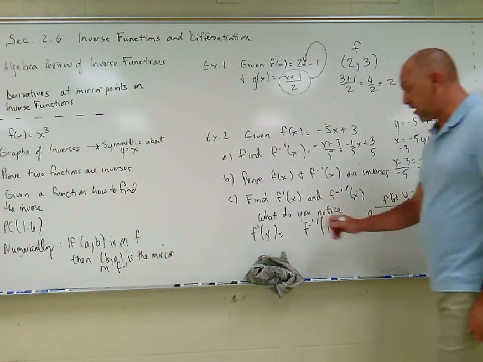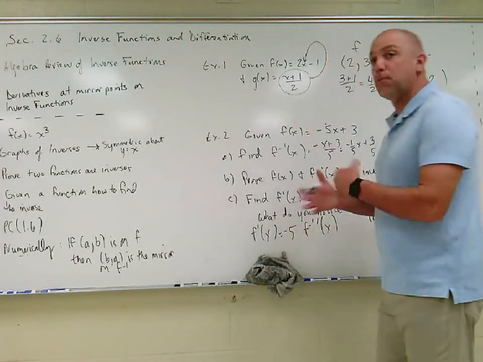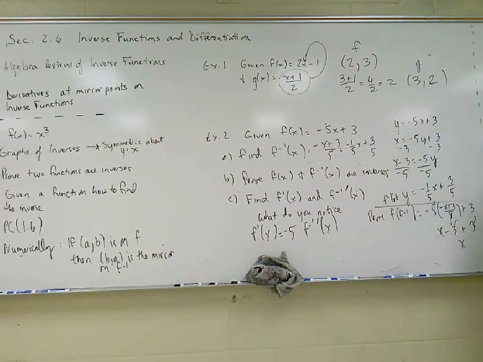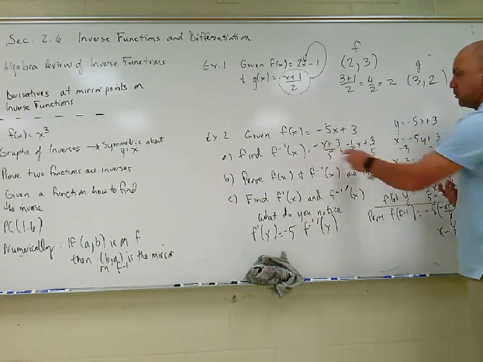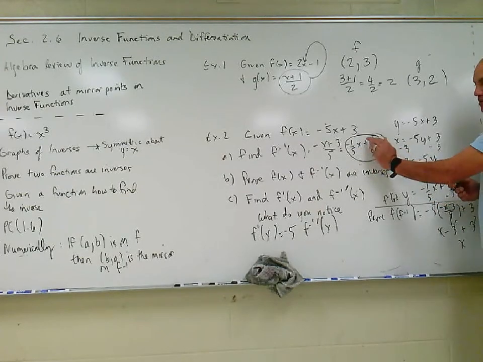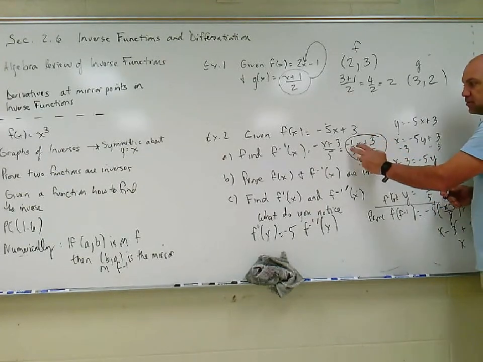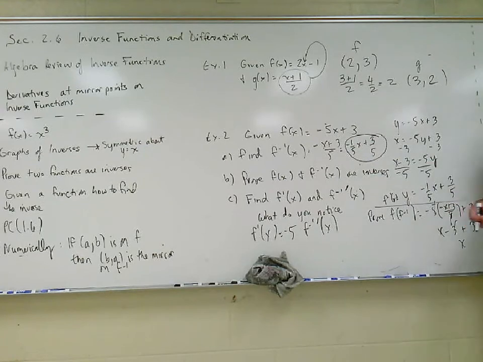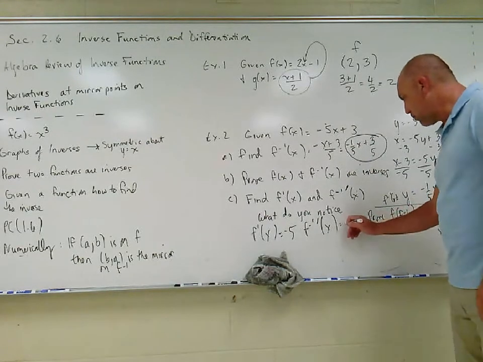Yeah, just negative 5. Which is saying no matter what point you pick, the slope is always negative 5. Now if I go to f inverse, I think it's easier to take the derivative here because 3/5 is gone. The derivative of something times x is just that something. So we get negative 1/5.